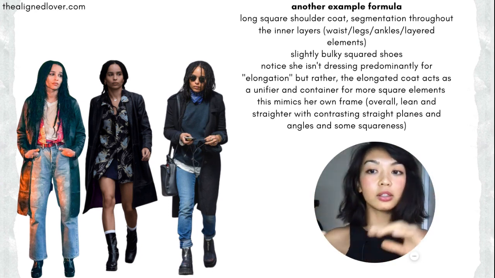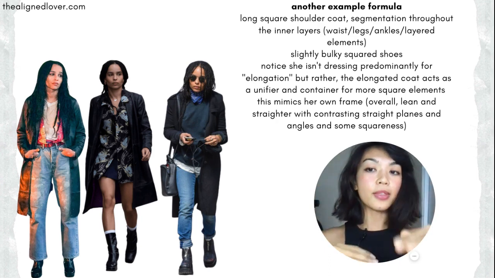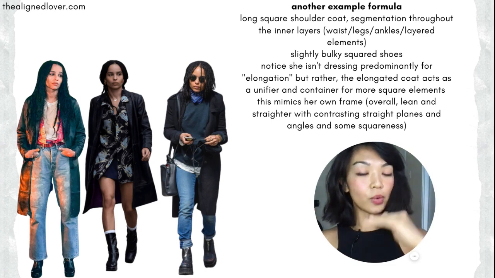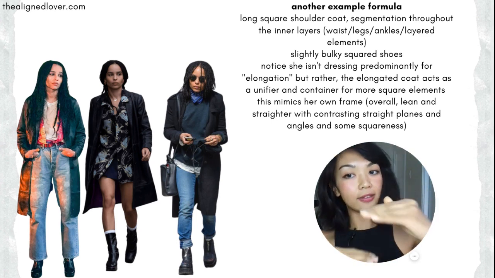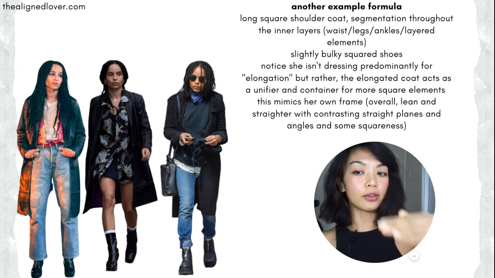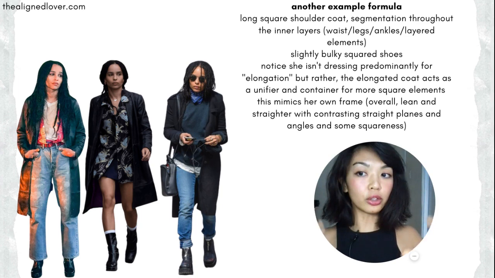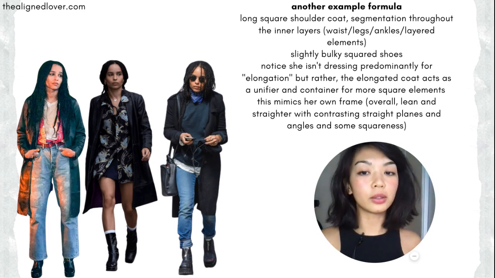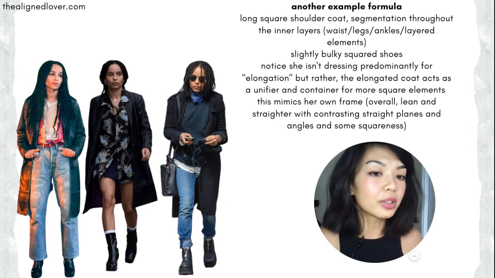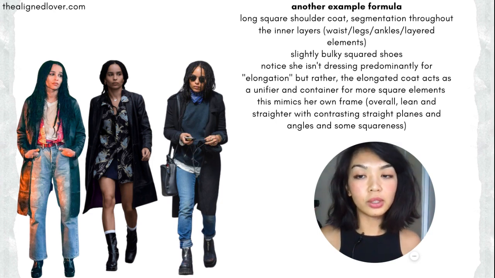So the inner layers aren't the most crisp, they're not the most fitted, but there is that rhythm to them. There's that segmentation. There's defined regions of her body. She's not trying to unify her look into one seamless head to toe ensemble. Again, we're seeing gorgeous, slightly bulky, kind of edgier, heavier shoes.